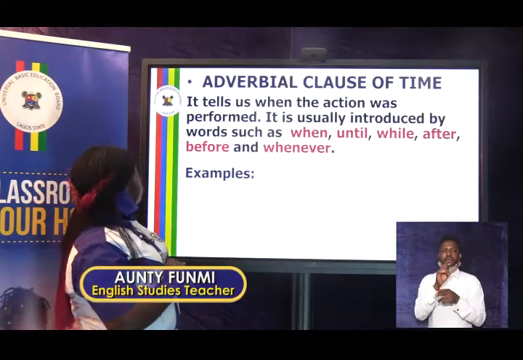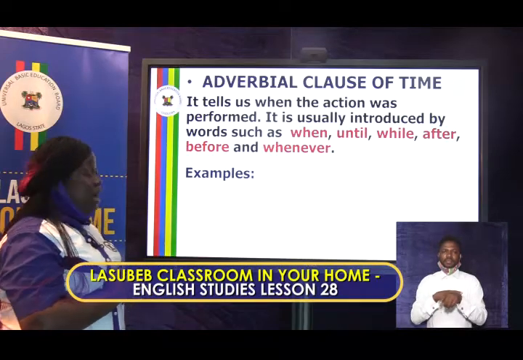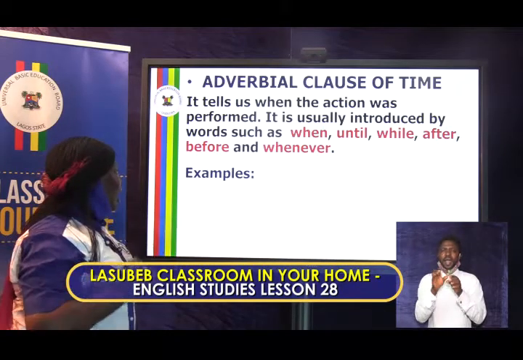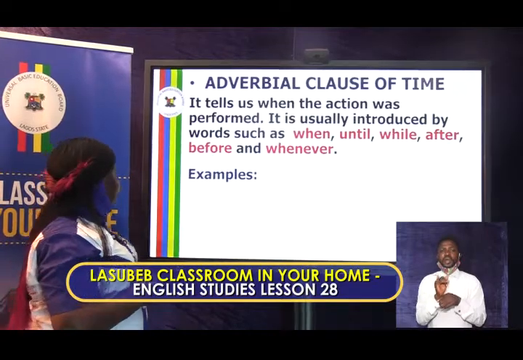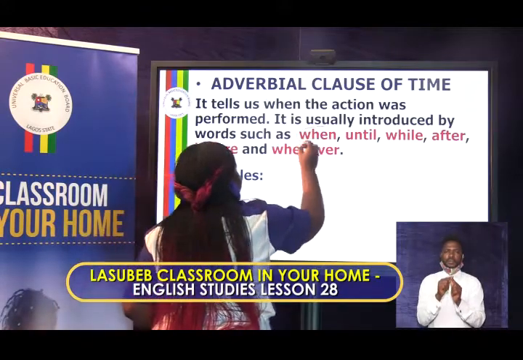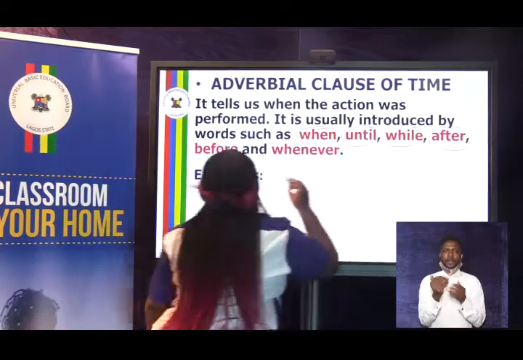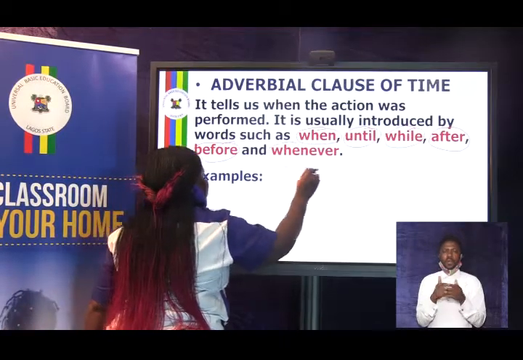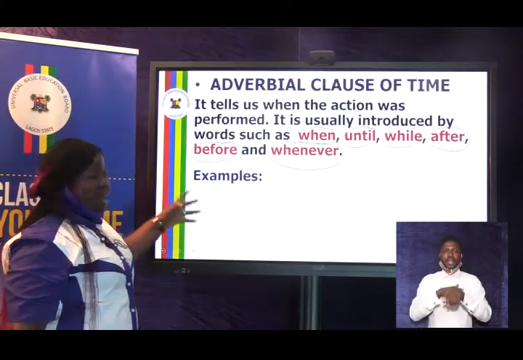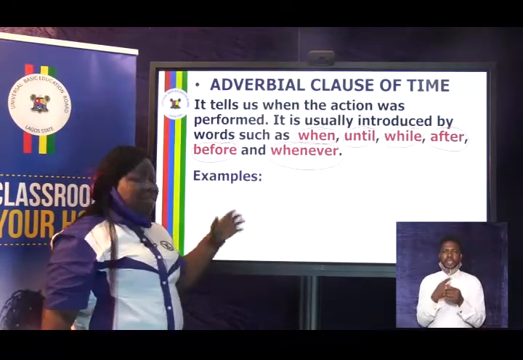Another type of adverbial clause is the adverbial clause of time. It tells us when, I repeat, when the action was performed. And it is usually introduced by words such as when, until, while, after, before, and whenever. Well done, children. All these are talking about time: when, until, while, after, before, and whenever.